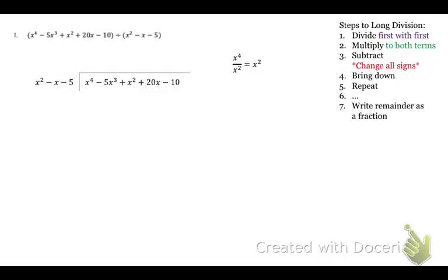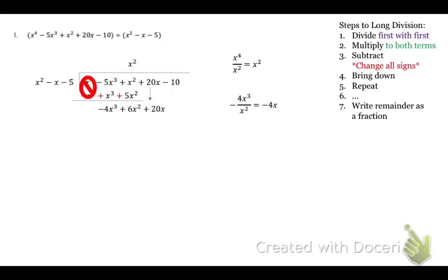So x to the fourth divided by x squared is x squared. That goes up top. Now multiply: x squared times x squared is x to the fourth. X squared times negative x is negative x cubed. X squared times negative 5 is negative 5x squared. Subtract, change those signs. The x to the fourth cancel. Negative 5x cubed plus x cubed is negative 4x cubed. X squared plus 5x squared is 6x squared. Bring down that next term.